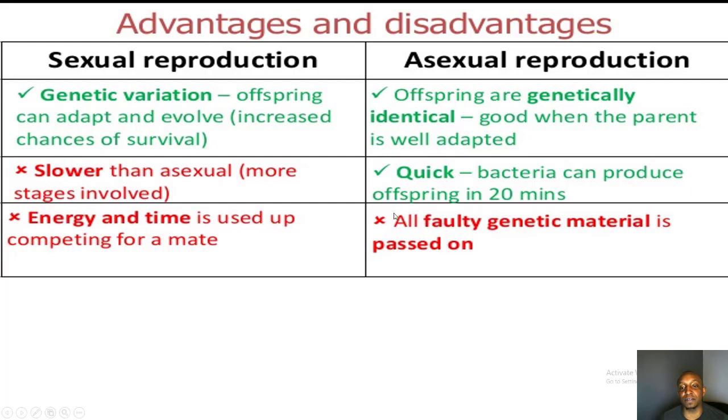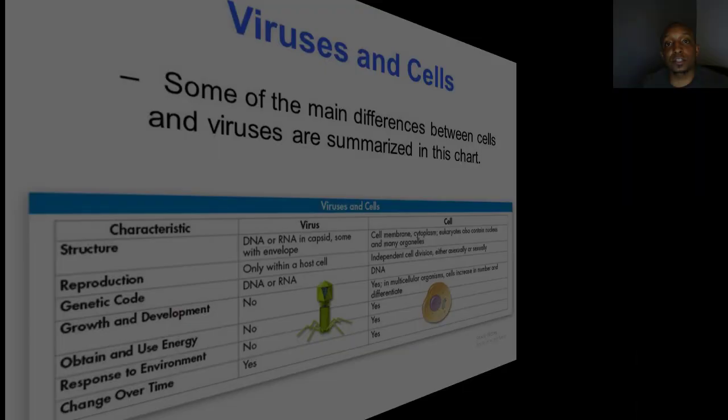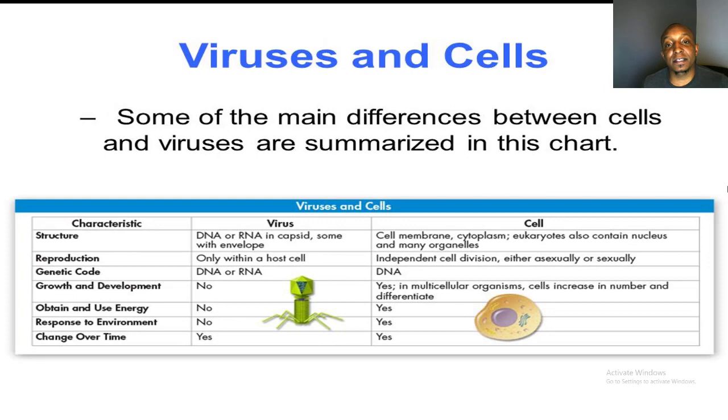A disadvantage of asexual reproduction is all faulty genetic material is passed on. So whatever faulty or whatever is wrong with the material in the first generation will get passed on to the next generation. Another thing is that one thing could wipe out that whole generation of bacteria since they're all genetically identical. Now let's look at some of the differences between viruses and cells.